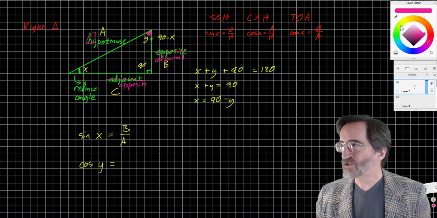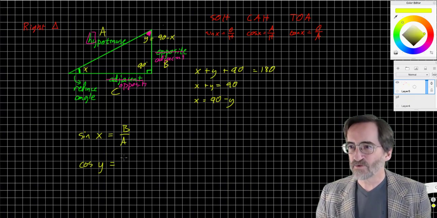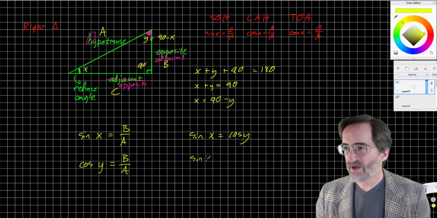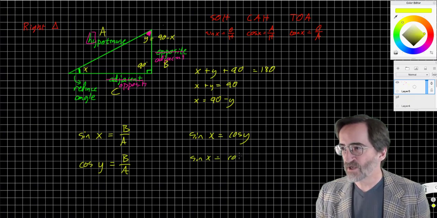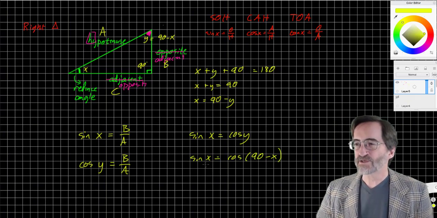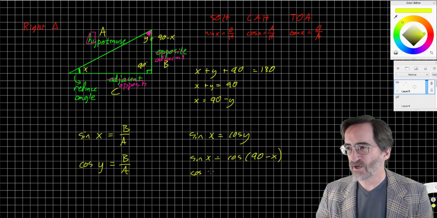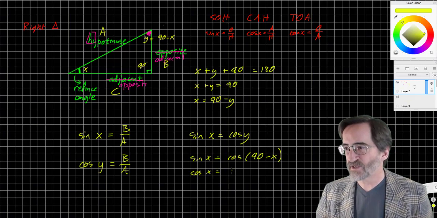You'll notice then that sine x equals cosine y. Let me expand that out a little bit. Sine x equals cosine y. And let's replace y with 90 minus x. Sine x equals cosine of 90 minus x. This is one of your identities that you need to know. And it's true also for cosine: cosine x equals sine of 90 minus x.